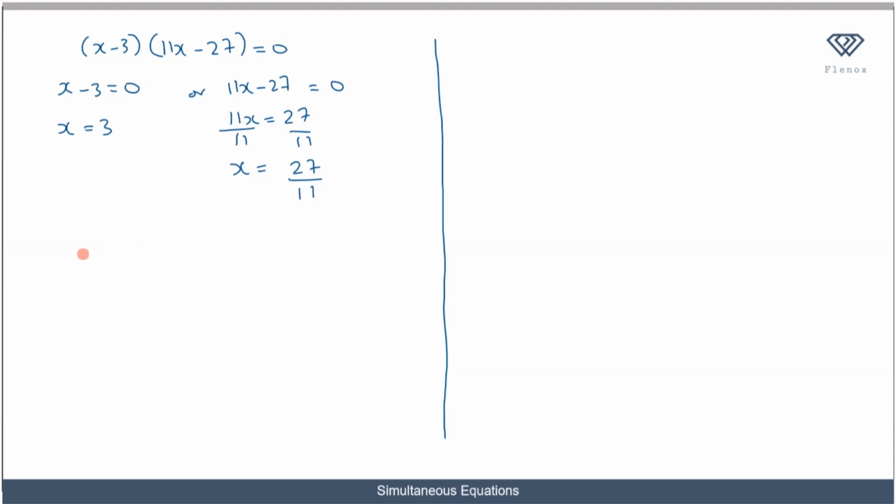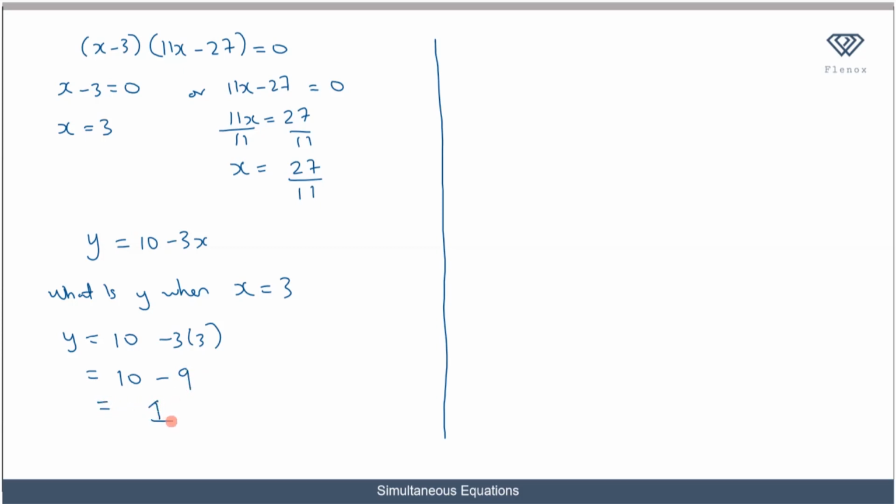So now we have to find the value of y. Recall that we said previously, when we were substituting, that y is equal to 10 minus 3x. There will be two values of y similarly because we have two values of x. So what is y when x is equal to 3? We just put y is equal to 10, and in this case x is 3. So 10 minus 9, and that is equal to 1. So when x is equal to 3, the value of y is equal to 1.